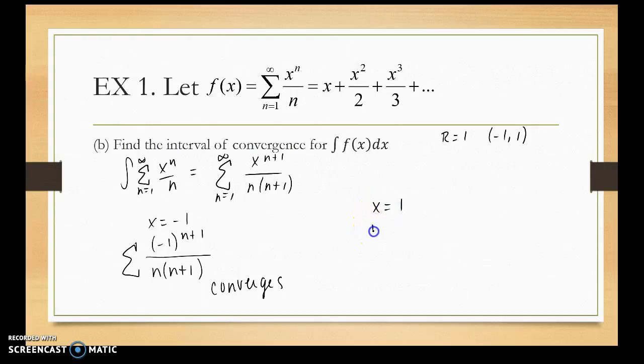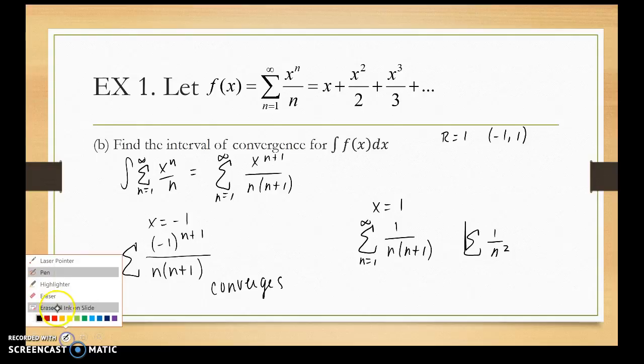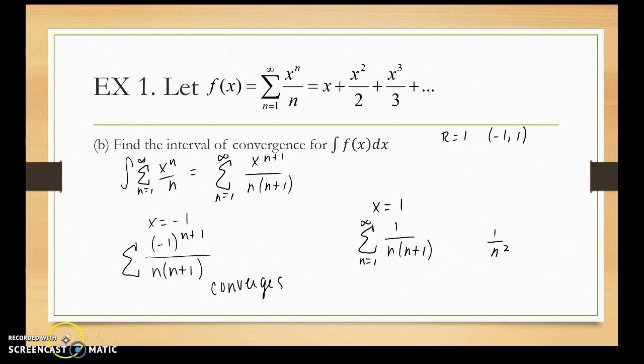When I look at x equal to 1, this gives me 1 over n times n plus 1. I'm a little bit lazy, not writing all of this in. But when I look at this series, if I compare it to the convergent p-series 1 over n squared, so if I do limit comparison, then this series converges as well. And therefore, the interval of convergence would be -1 to 1, inclusive of both.